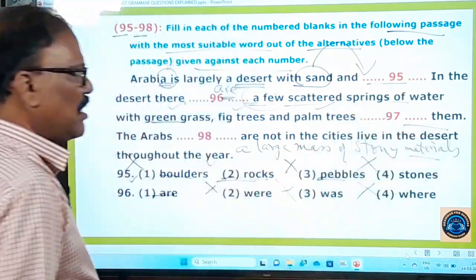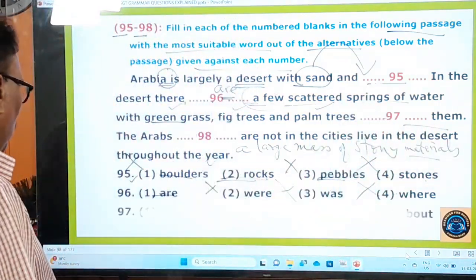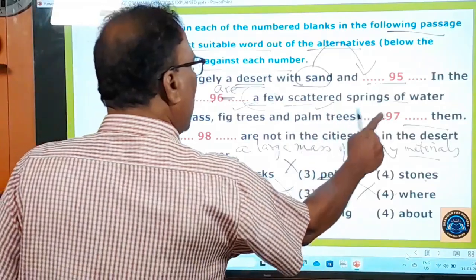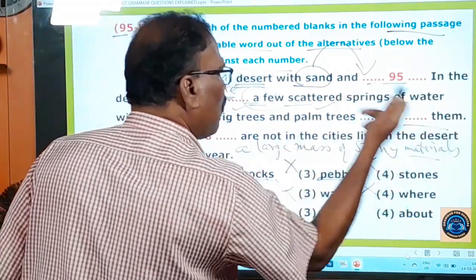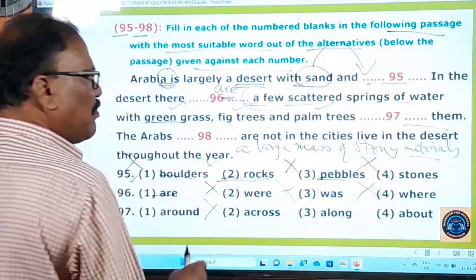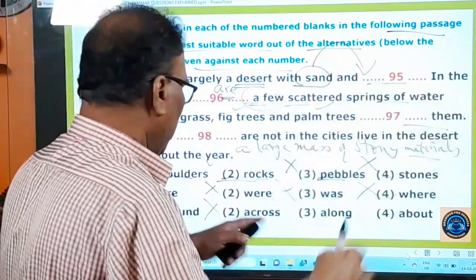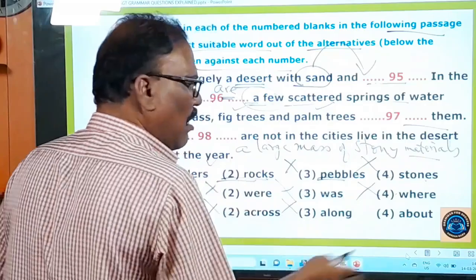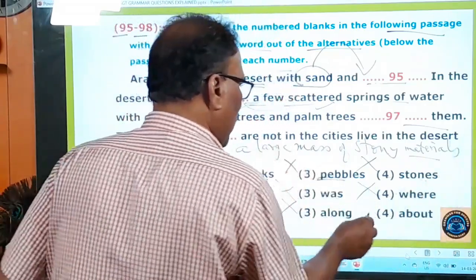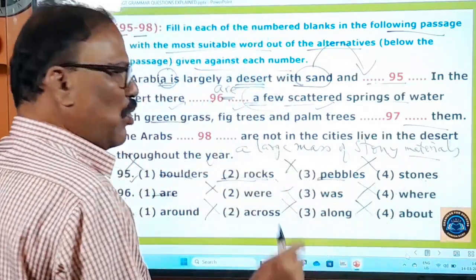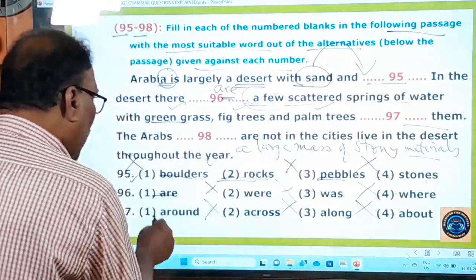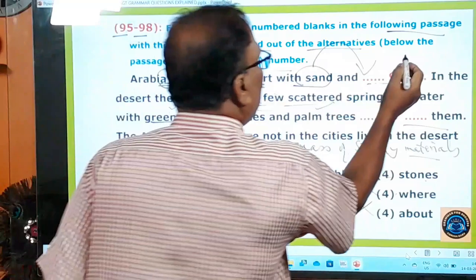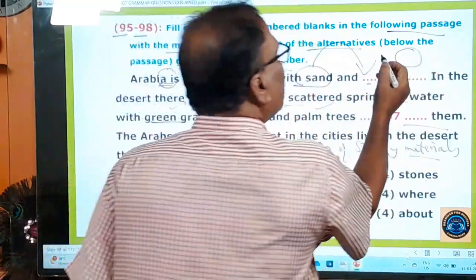And what to use in this 97th blank? Okay, trees, dash them. Dash them means what do you say? Around them, across them, along them, about them. Across them you cannot say. Across means from one end to the other. This is not useful. Along means along, that is not there. About means in the surroundings, that's correct. But around is there. Around means in a circle way, on all sides.